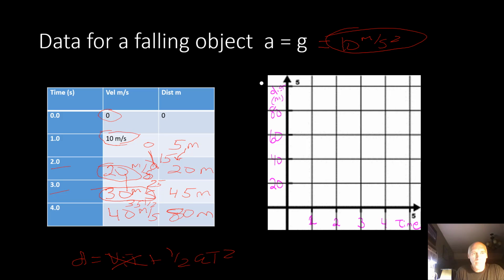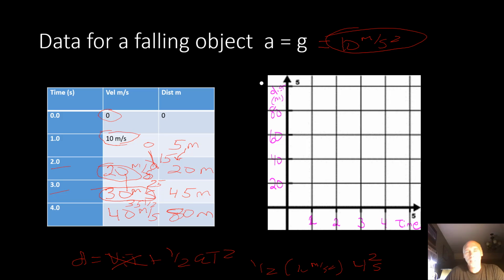Okay, so we can simplify it because that's going to be 0. So take the last value here, put in 4 seconds. You get 1/2. What's the acceleration? 10 meters per second squared. And what's the time? 4 seconds. So that's going to be 16 times 10 is 160. Cut that in half and you get 80. So this equation will get you these numbers, but I would rather you understand how they're derived.